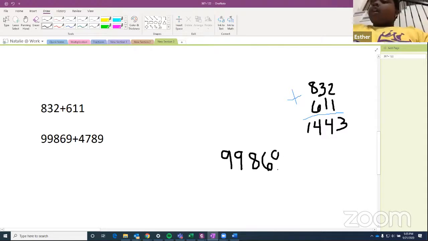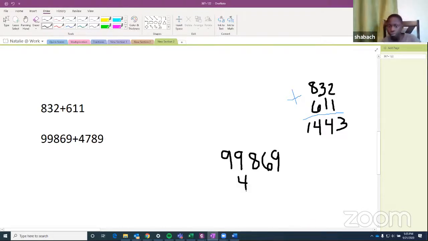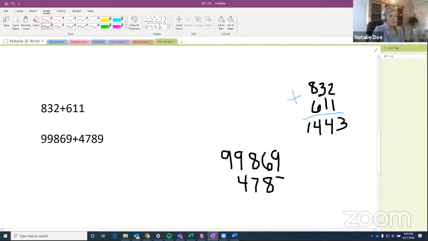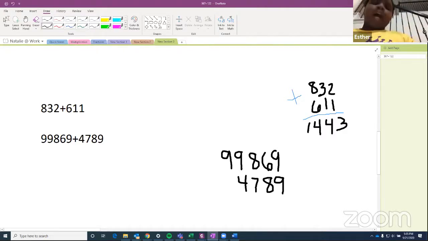99,869 plus 4,789... All right. So again, we want to line them up so that the ones line up. That means we need to start writing it here because the 4 is in the thousands place, so I want that to line up with the thousands place on this one. Honestly, making sure you get that right is the hardest part of the whole thing. Because if you line these up right, you guys know how to add, you can do it.